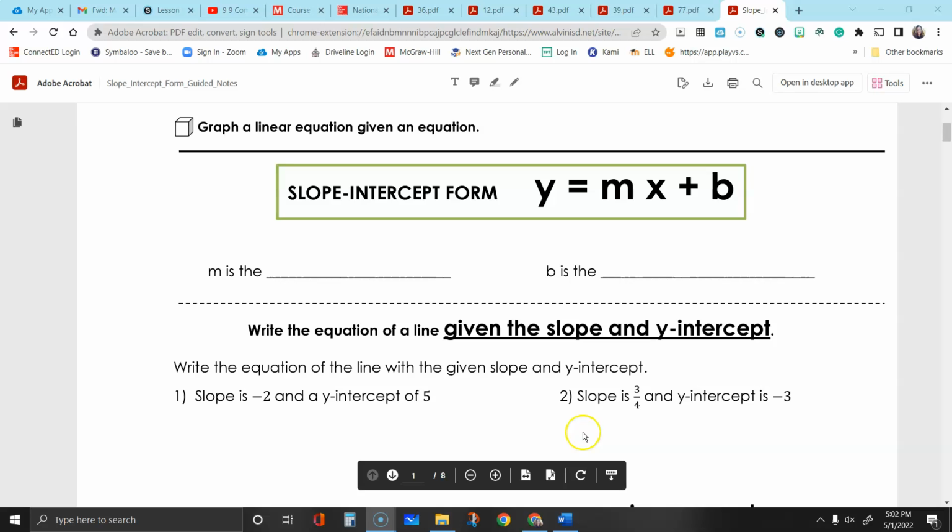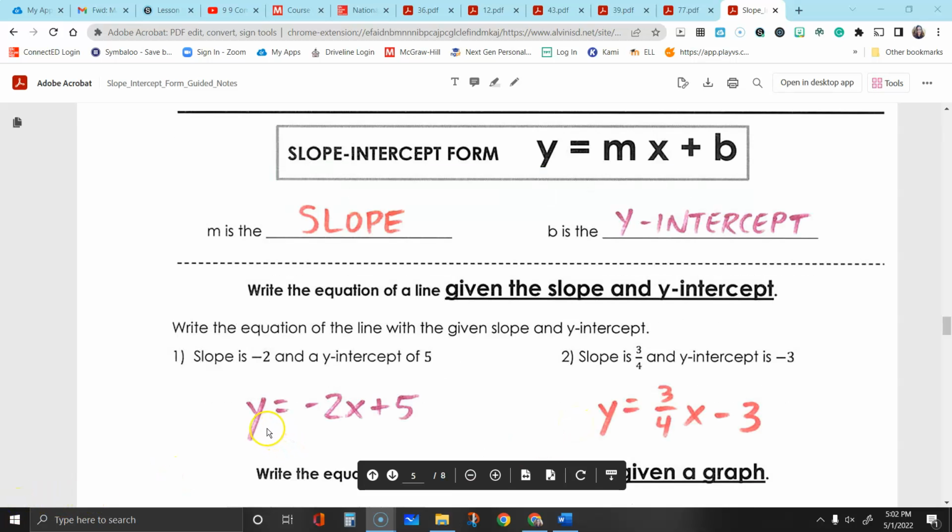Take a second and pause the video and fill in the notes for 1 and 2. So your equation for this first one with a -2 slope and a 5 y-intercept would be y equals -2x plus 5. For number 2, where the slope is 3/4 and the y-intercept is -3, we'd have y equals 3/4 x minus 3.